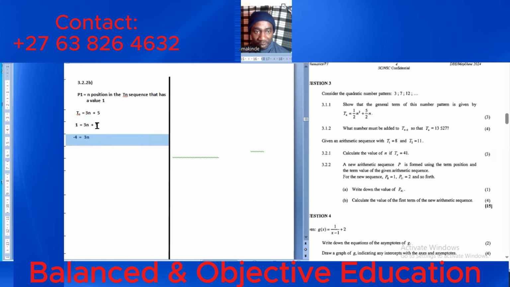So if you bring this positive 5 to this side, we have 1 minus 5, and that will be negative 4 equals 3n. If we solve, n will be equal to negative 1.33. But n must be an integer, right? So we have to approximate that to the nearest whole number. So that means that n equals negative 1. We can try that for the second term in this P. So for the second term, we have to make Tn equal to 2 and solve for the value of n.